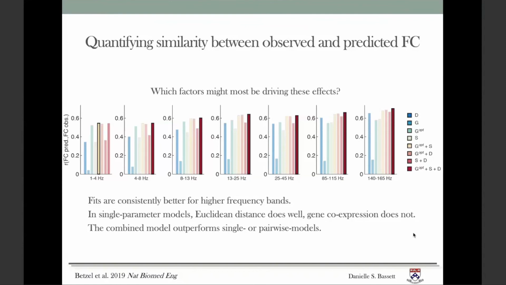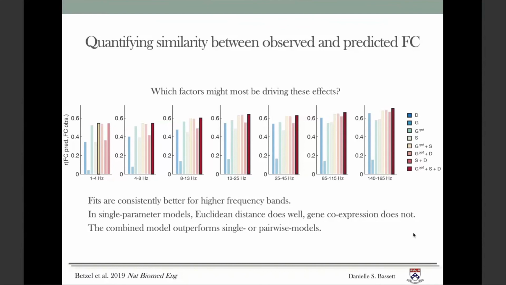If we only include the gene expression matrix, that's the lighter blue. If we only include the optimized gene expression, so the Ricciardi set, that's in this green color. If we only include search information, it's in this olive color. And then here you see pairs, so the optimized gene expression and search information, or the same with distance, or search information and distance. And then the last one, this dark red, is the combination of all three.